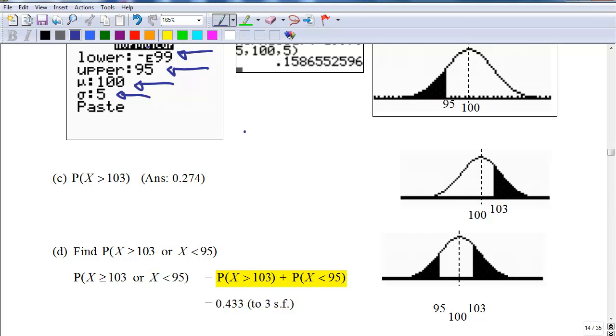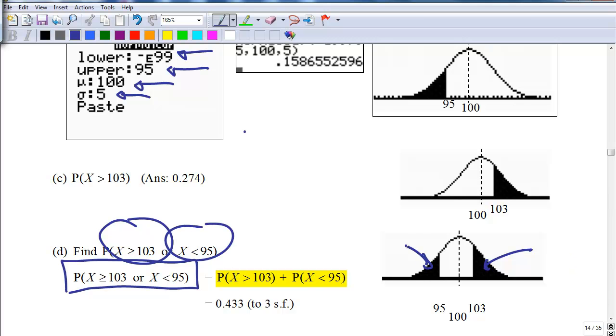For part D, you may want to take note that you can rewrite this piece here as a sum. Why do I say that? If you draw a bell shape, I'm interested in x values bigger than 103, this shaded region here, and x values less than 95, this shaded region here. So this is the same as the two different areas under the graph added together. Why? Because of this word or. I want to find either this or this, and these two events are mutually exclusive.